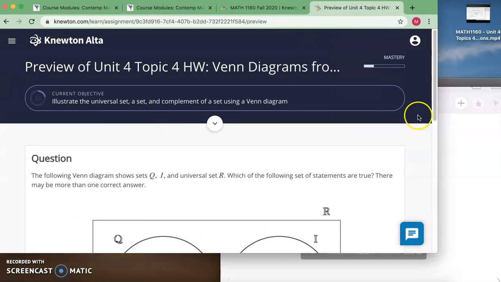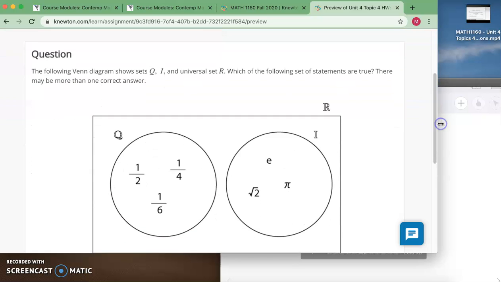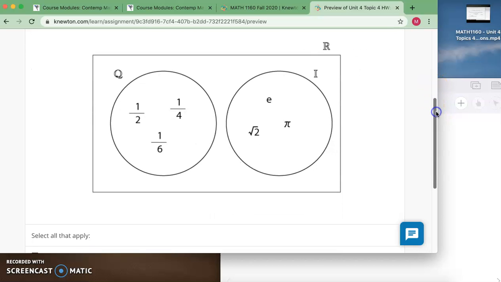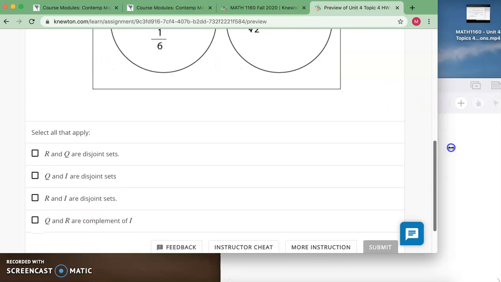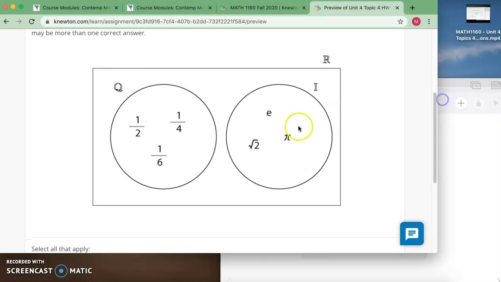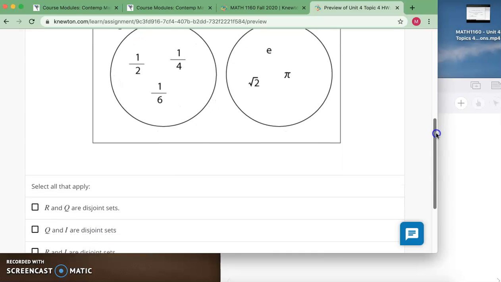All right, here we have another one. The following Venn diagram shows Q, I, and the universal set R. Which of the following sets of statements are true? There may be more than one correct answer. All right, so R right here is the reals. We have the irrational, and then the Q is for rational numbers. So it talks about disjoint sets. Remember, disjoint sets is when they do not intersect, that there's no intersection between the two sets.